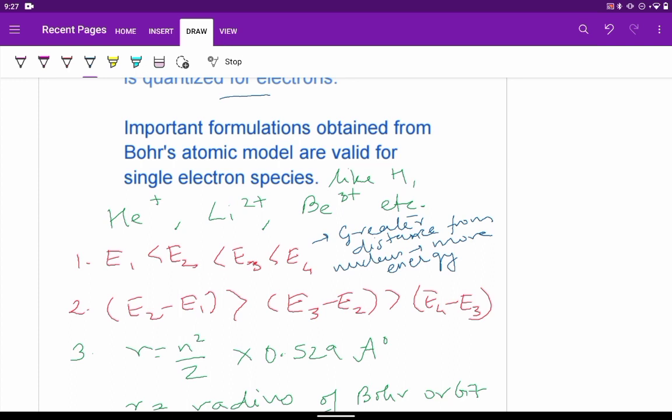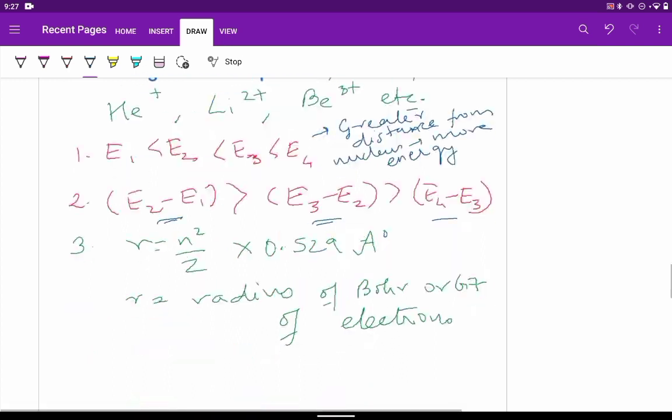Next, the energy gap between E1 and E2, that is E2 minus E1, is greater than the difference in energy between E3 and E2. This is greater than the difference in energy between E4 and E3. Next, we can calculate the radius of the Bohr orbit of electrons by using the formula r equal to n square by Z into 0.529 angstrom.